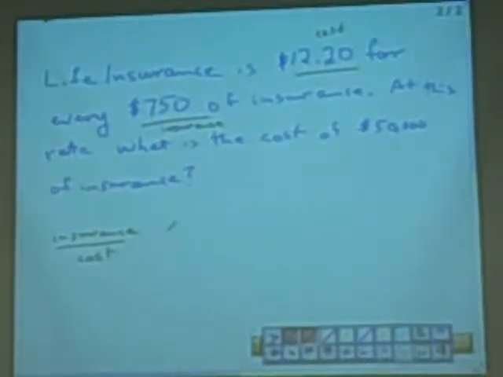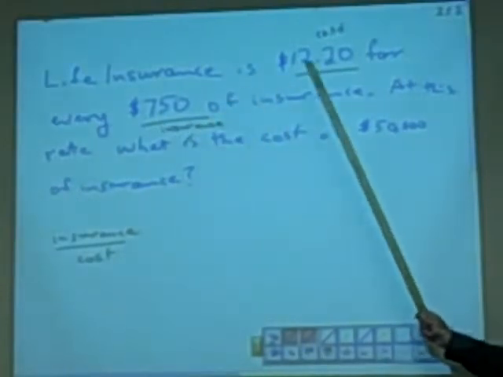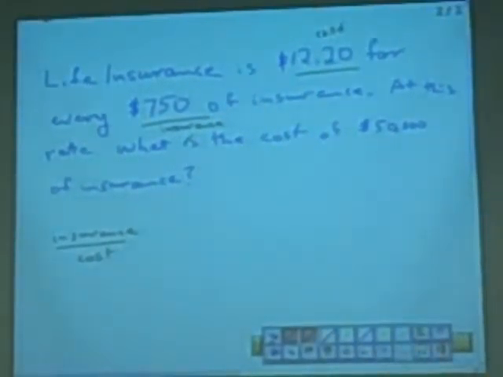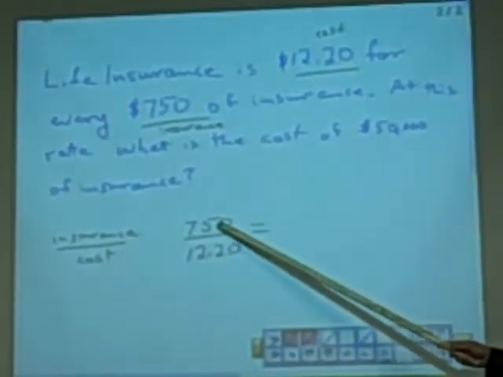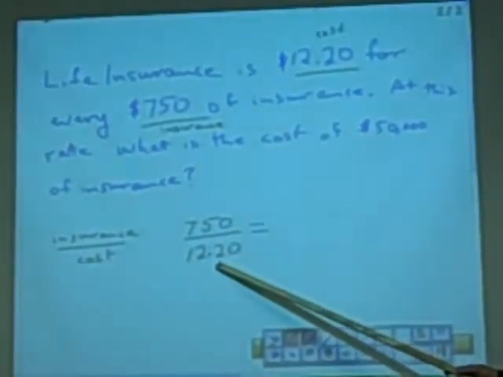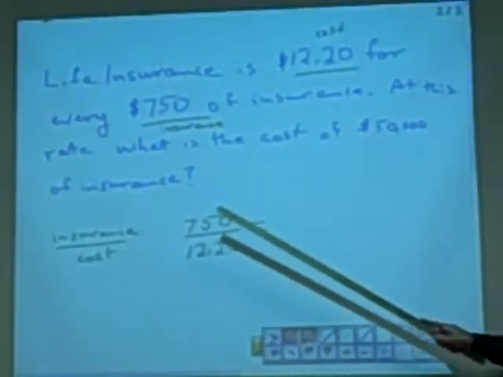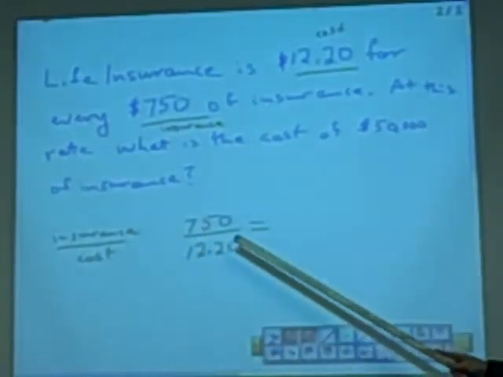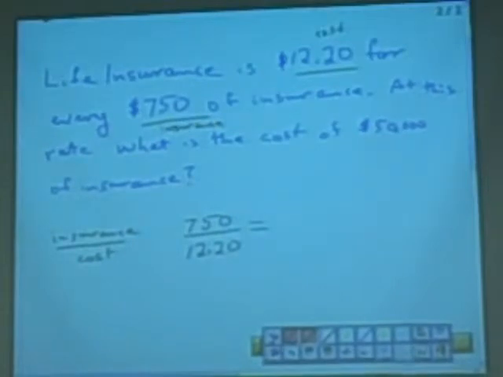So in that case, what would we put in the numerator? The 750 or the 12.20? 750, right. So we put 750 over, what would go in the denominator? 12.20. Okay? And you see how we put insurance in the numerator, cost in the denominator? Whatever way you start it, you could do cost over insurance, doesn't matter. But whatever way you start it, you have to continue that way.